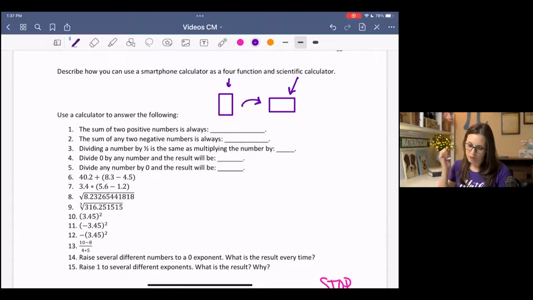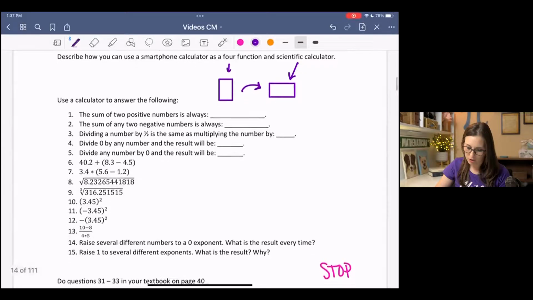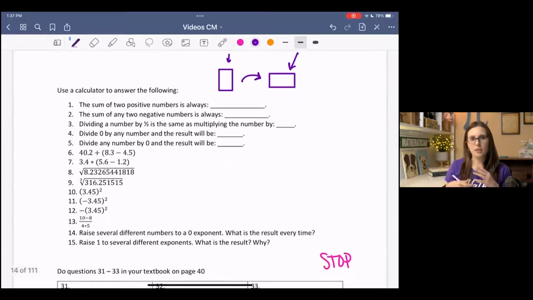Okay, we have a couple activities down here where you are just practicing with your calculator, getting comfortable with it. The reason why this is important is because your calculator is only as smart as you are.